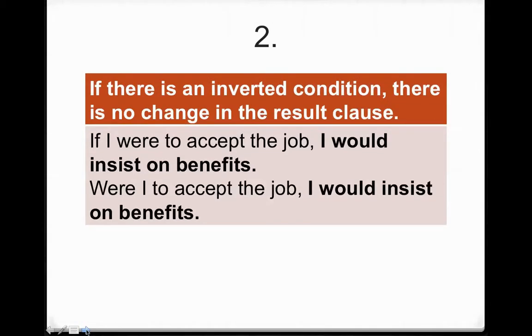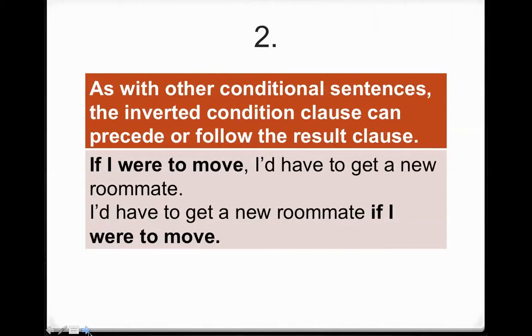If there is an inverted condition, there is no change in the result clause. If I were to accept the job, I would insist on benefits. Were I to accept the job, I would insist on benefits. As with other conditional sentences, the inverted condition clause can precede or follow the result clause. So, I can say, if I were to move, I'd have to get a new roommate.